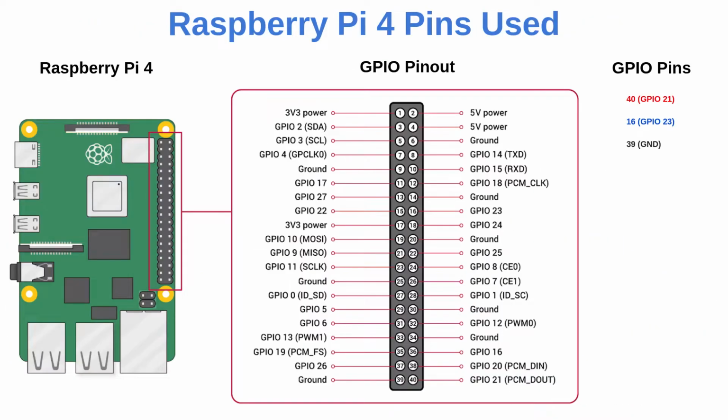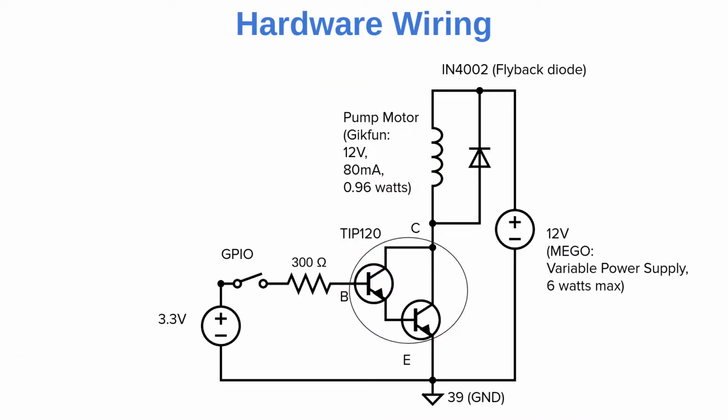The following Raspberry Pi 4 pins are used for the control system. A TIP120 Darlington transistor with a 300 ohm resistor at its base acts as a high power switch controlled by a GPIO pin. The peristaltic pump is controlled by a motor. The motor is powered by an external 12 volt power supply. The motor has inductance with high currents flowing through it, so we need a flyback diode to protect against voltage spikes caused by Faraday's law.